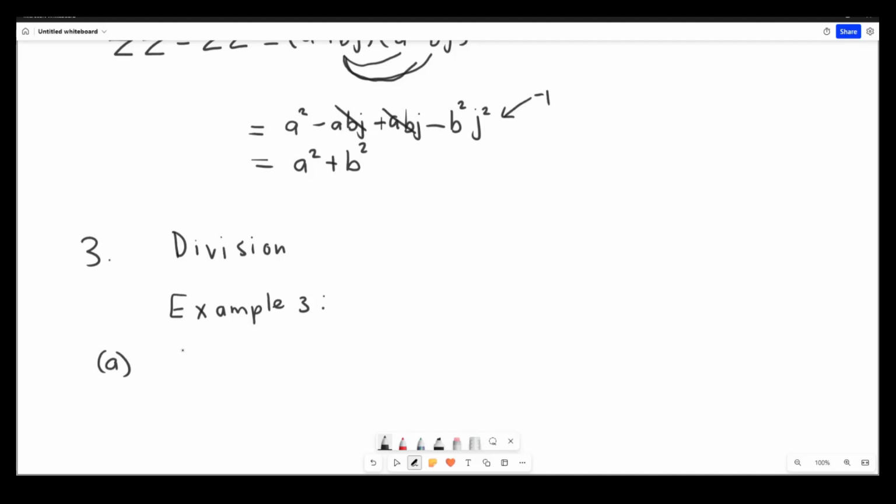So example 3 says divide. Let me write down the question for the benefit of others who may not have the guides. I would prefer it if you guys have your guides open in front of you and follow. It's easier like that, then I don't need to write down the question every time. Divide and express. Oh, that's not written so nicely. Sorry for that, guys.